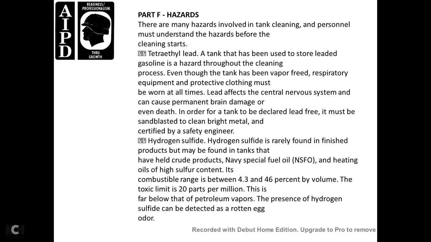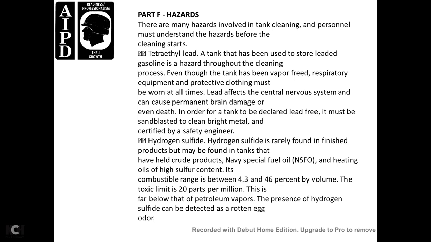Part F, hazards. There are many hazards involved with the tank cleaning personnel. Many of the hazards start with the cleaning. Tetraethyl lead, used in the tanks that have stored leaded gasoline, is hazardous throughout the cleaning process. Even though the tank has been vapor-freed, respiratory equipment and protective clothing must be worn at all times. The lead affects the central nervous system and can cause permanent brain damage and even death. In order for the tank to be declared lead-free, it must be sandblasted to clean bright metal and certified by the safety engineer.